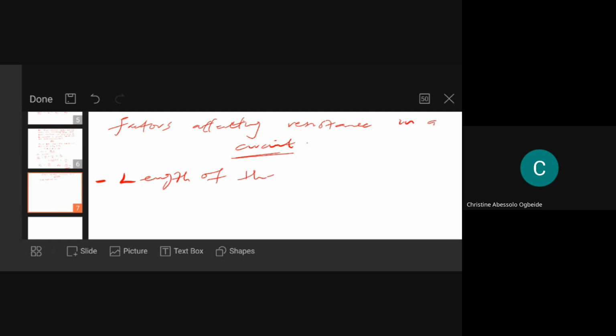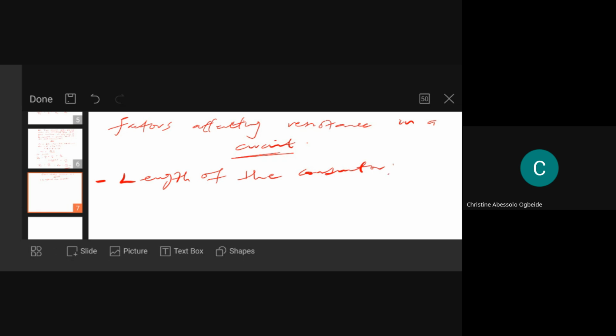The first one, factors affecting resistance in a circuit. So what are the factors affecting resistance in a circuit? The number one factor is the length of the conductor.